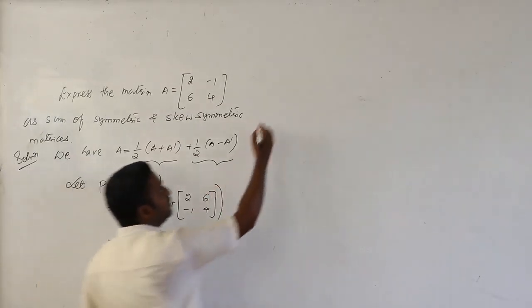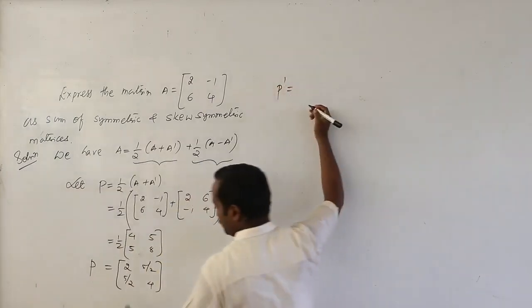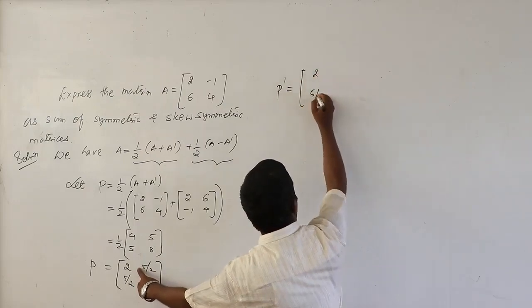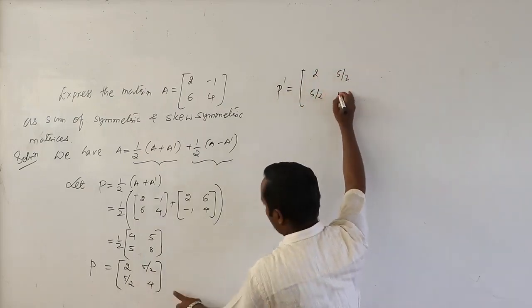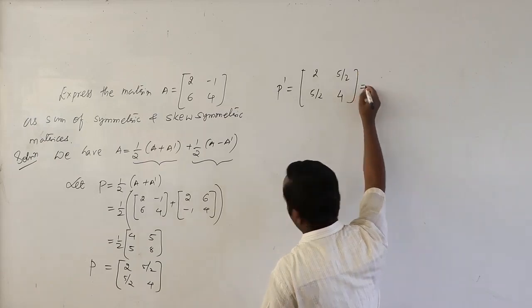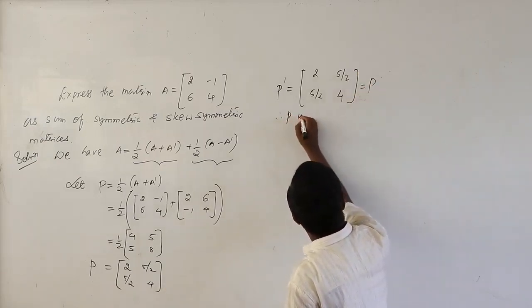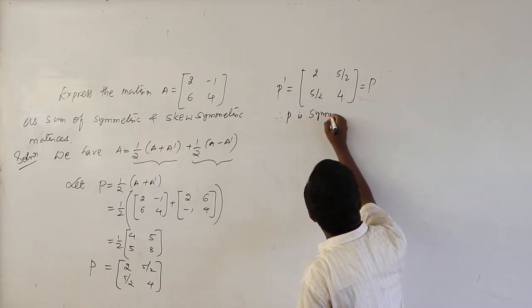Okay, now what happened? P dash becomes what? P dash: 2, row becomes column, column becomes row. 5 by 2, 4. Is it nothing but again the P matrix? Therefore, P is what? Conclusion: P is symmetric.